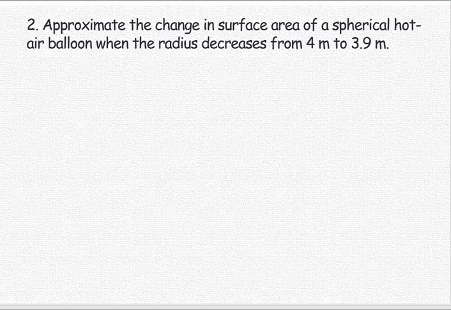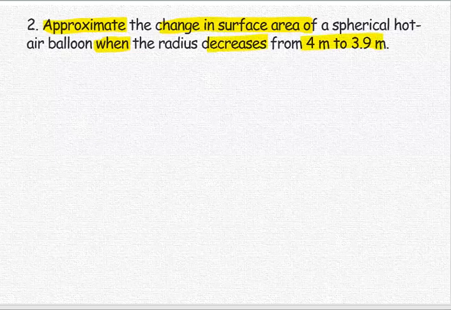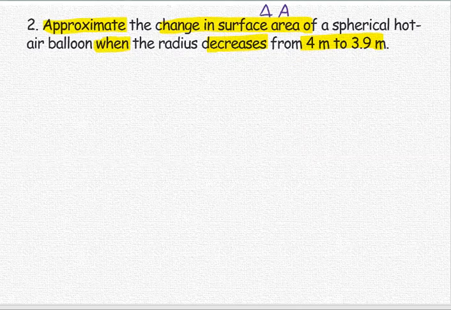Look at the key term for this problem. We're going to approximate the change in surface area of the spherical hot air balloon when the radius decreased from 4 to 3.9. The notation for the area is A. The change is delta A of the spherical balloon. The shape is the sphere.